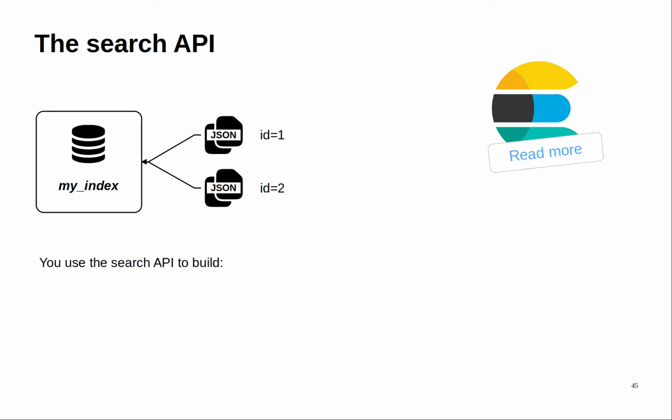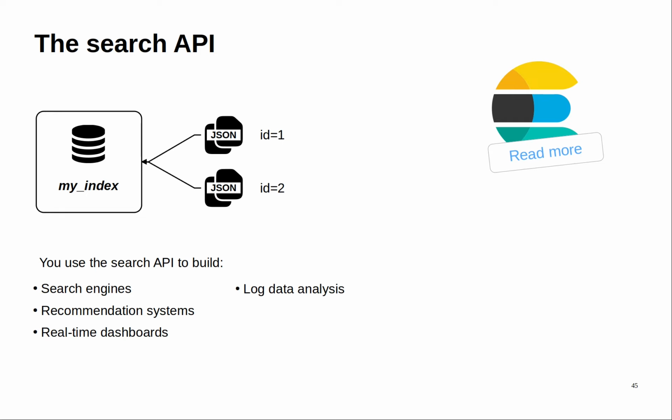This API allows you to leverage the indices you have built to create things like search engines, recommendation systems, real-time dashboards, log data analysis, and much more. Since the Search API is extensive and offers a lot of features to explore, I will be breaking it down into several videos. The search method accepts several arguments, with the index argument specifying where Elasticsearch should search for documents.